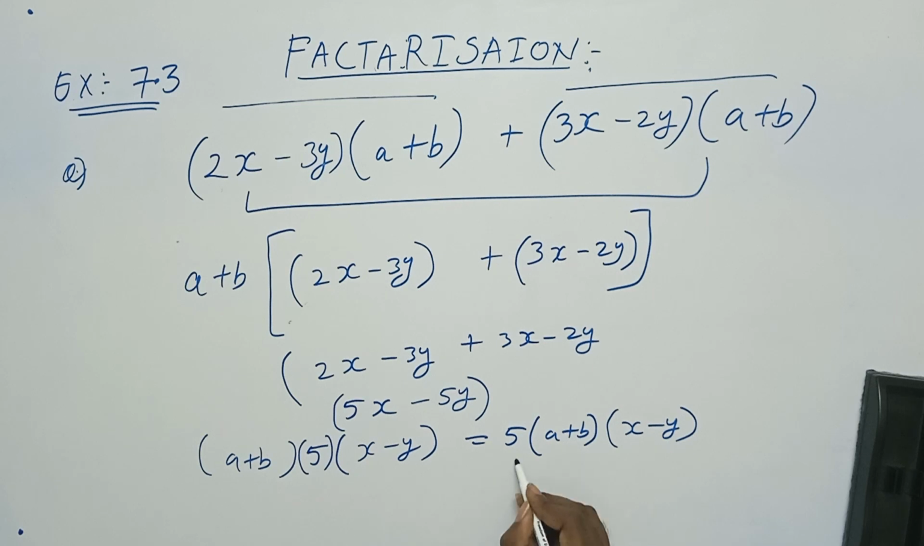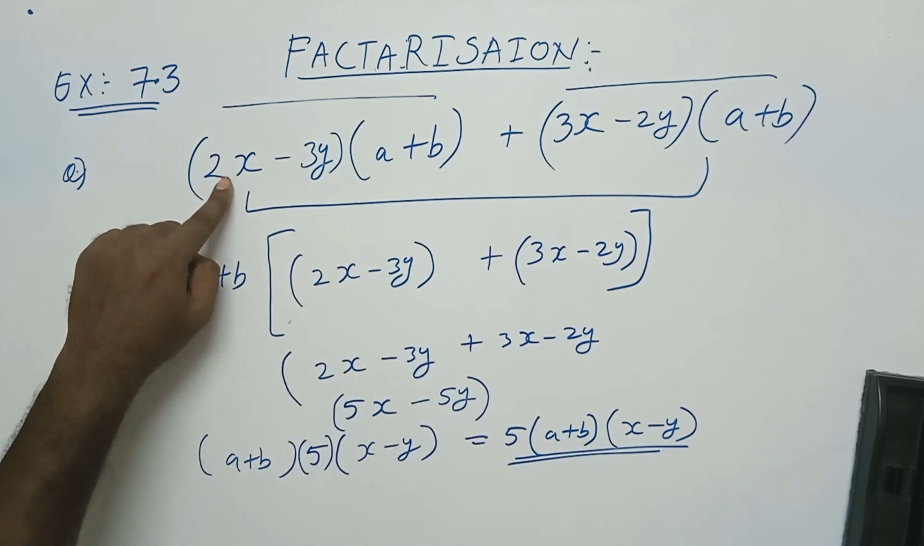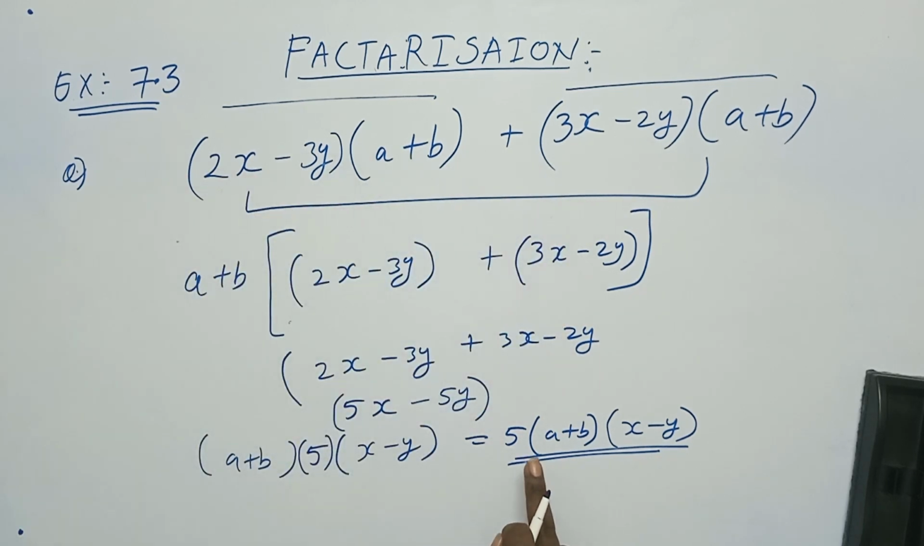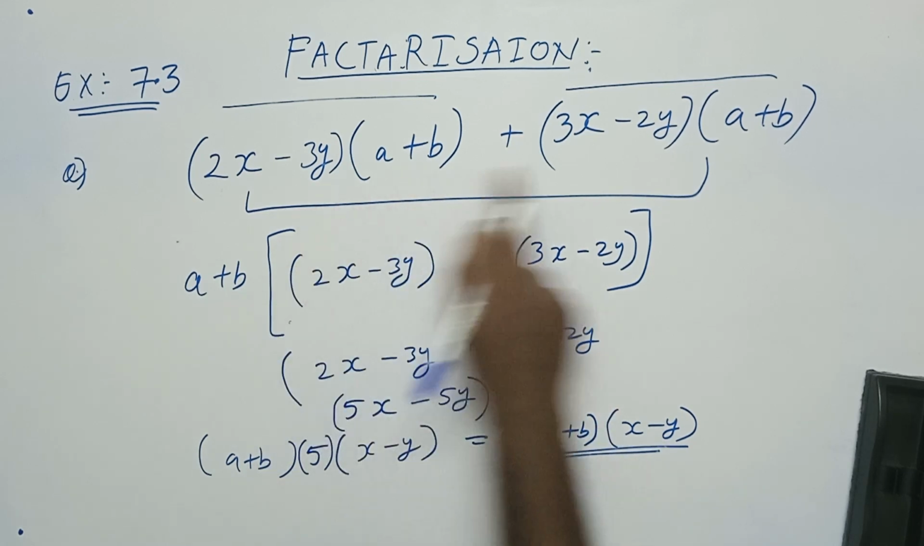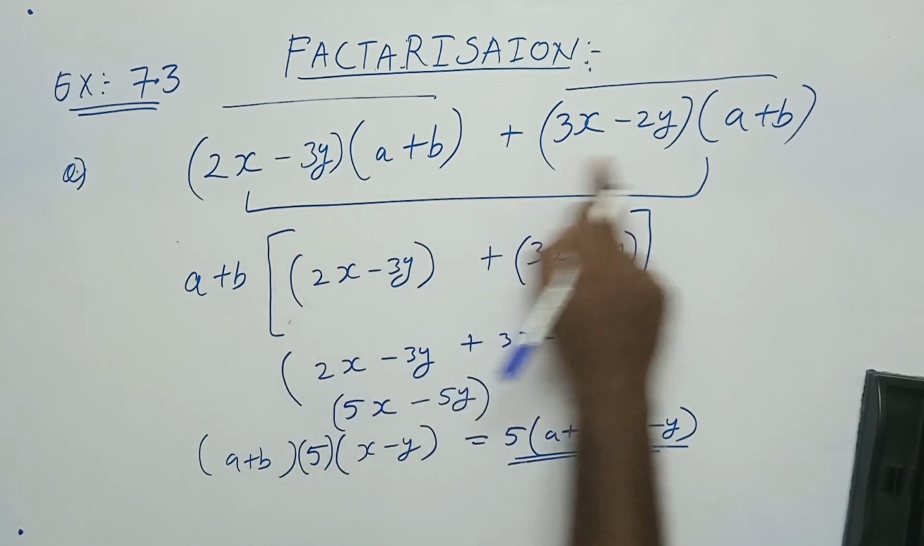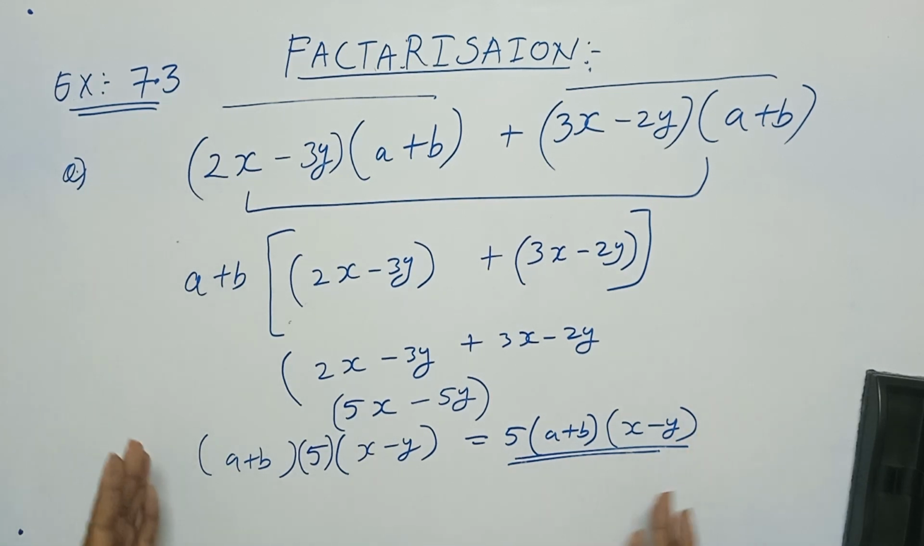That means we got the product of 3 factors of this given expression. So we found the factors of this expression. That means phi can divide this expression, a plus b can also divide this expression, and x minus y can also divide this expression. So we got the product of 3 factors. In such a way we are going to solve problems.